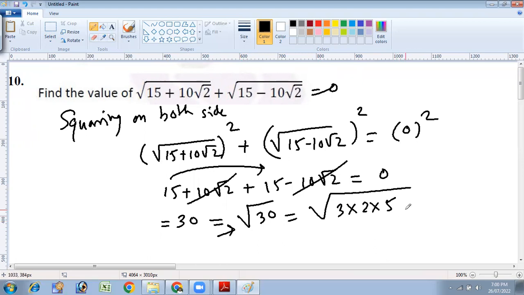Because no value is going to come out from the bracket. So what is your answer? Root 30. Root 30 is the answer. How simple it is. We just have to think how we can solve this example. Okay, understand?